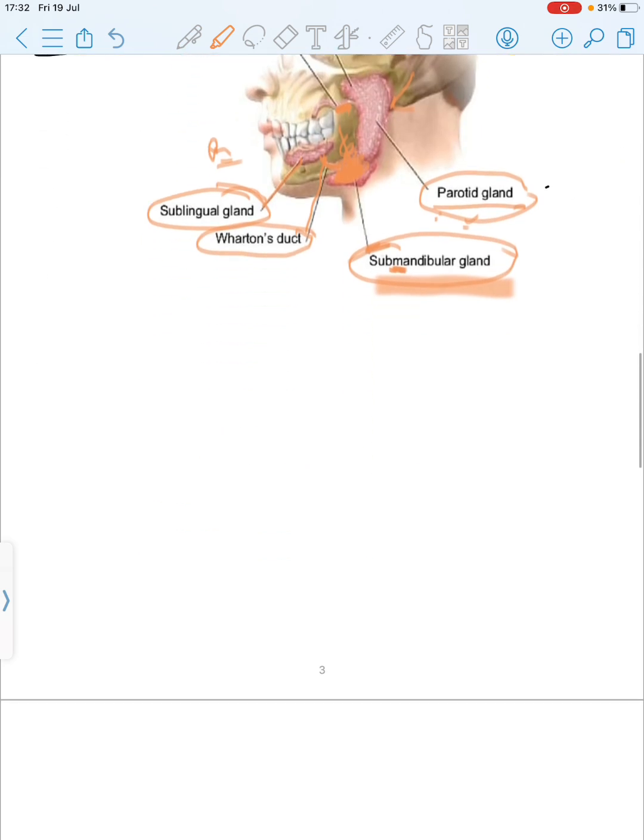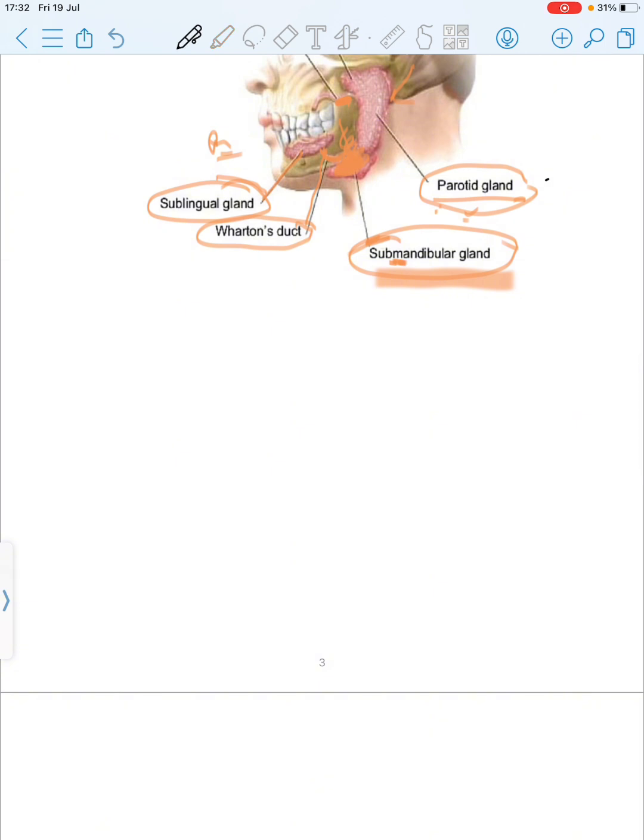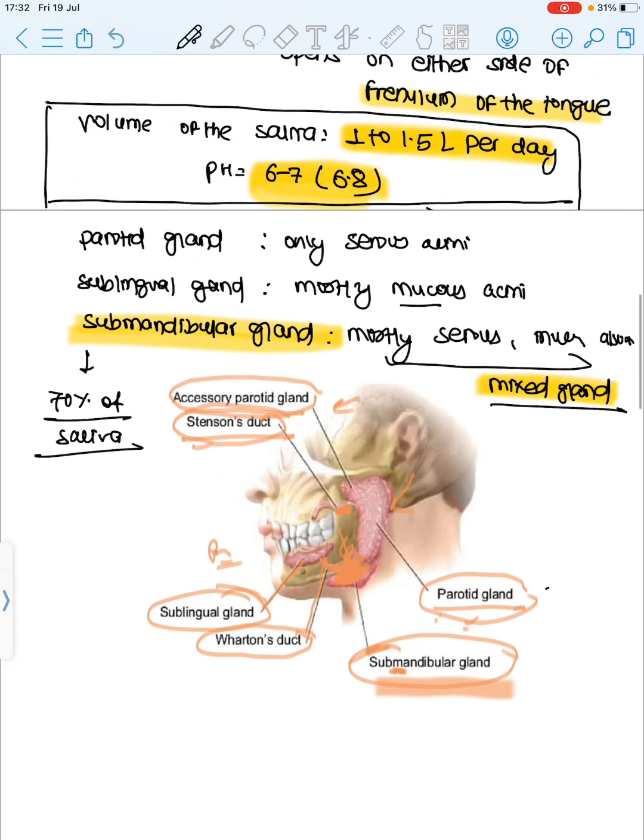Now let's talk about the main topic of today, that is the composition of saliva. One important thing is that the serous function is for digestion and the mucus function is lubrication. Serous is used for digestion and mucus is used for lubrication.